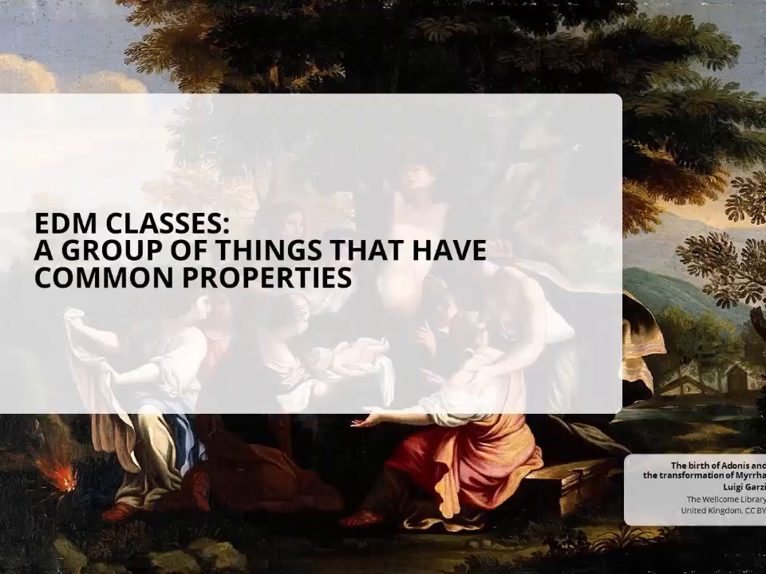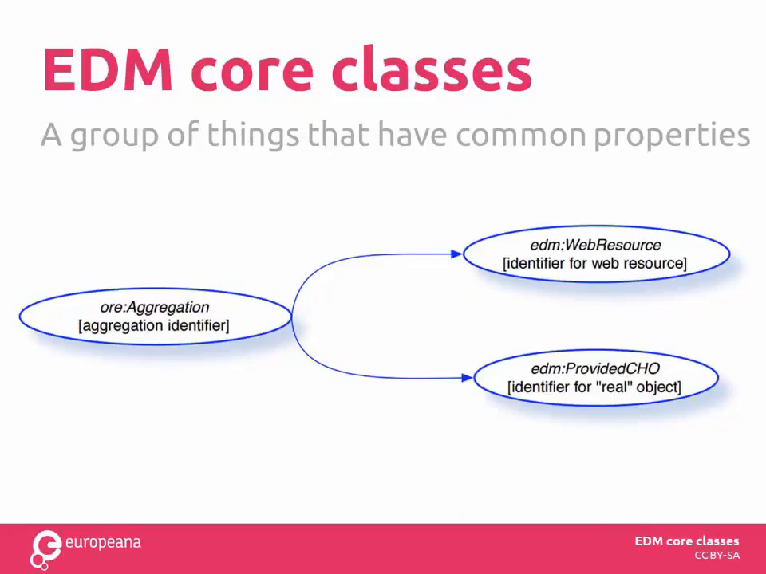Delving into EDM, the first we come across are the EDM classes. Classes are a group of things that have common properties. Still sounds a bit abstract, but this gets better when we look at them more closely. In principle, many classes could be used in EDM, but we focused on 3 core classes and 5 contextual classes. In order to allow for a distinction between the physical object and its digital representation, EDM works with 2 classes. For the physical object, we have the core class EDM provided CHO. For the digital representation, we have the core class EDM web resource. In order to associate these 2 related classes, we use the class ORE aggregation.